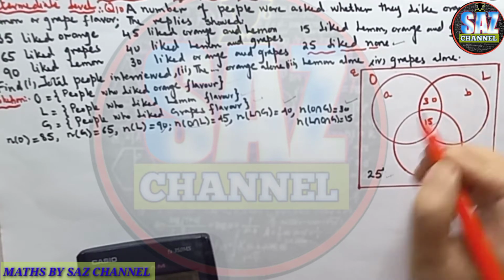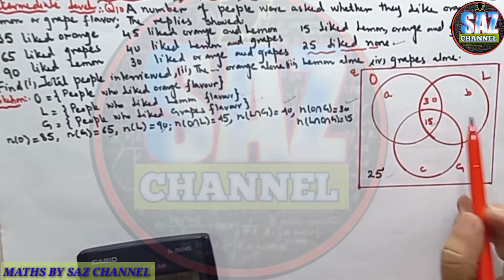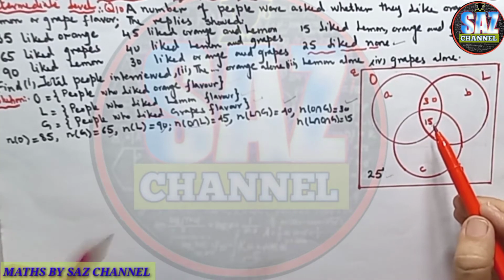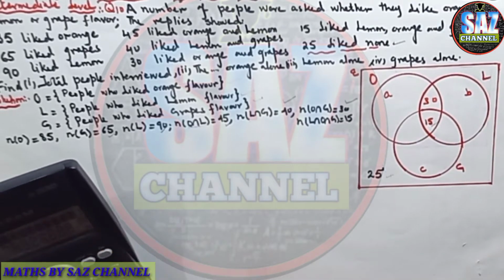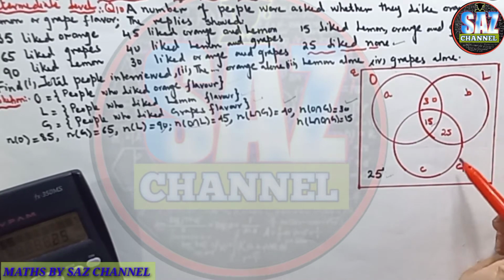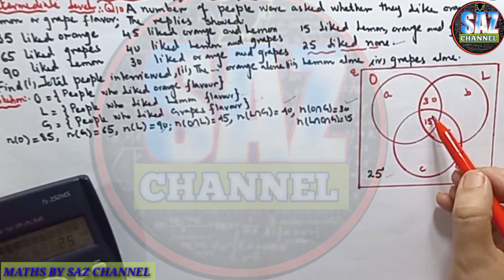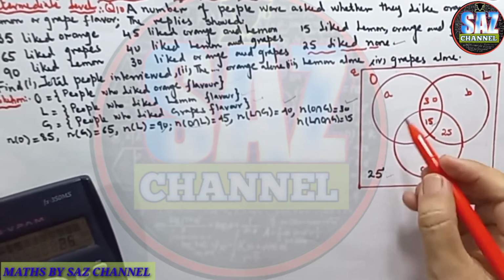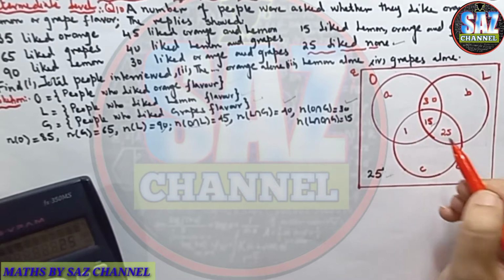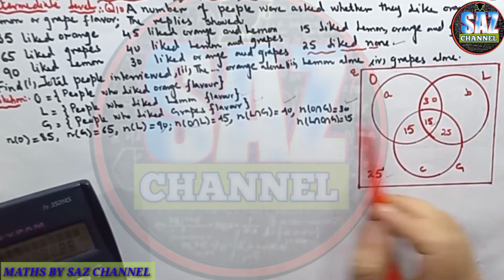and this will be equal to 30. And coming to lemon intersection grapes, which is 40, out of those 40, 15 like all three flavors. So 40 minus 15 gives 25, and these are the people who like lemon and grapes only. And for orange and grapes, the total is 30, but out of that 30, 15 like all three types. So the number of people who like grapes and orange only will be 15, taking away 15 from 30.